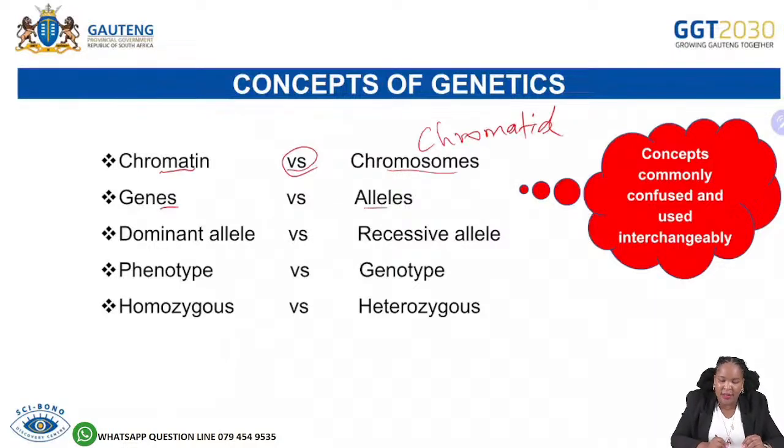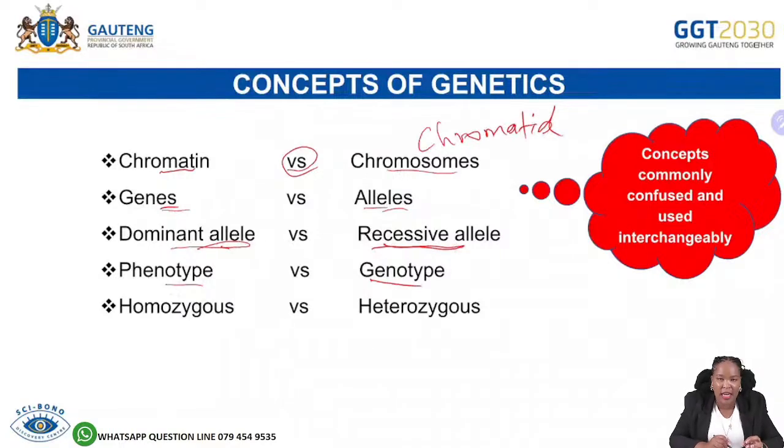Genes and alleles. Sometimes even when we are teaching, you want to say a gene, you want to say an allele. So you must be specific which one you are talking about. You can use them interchangeably when you actually mean the other. So we will look at what is actually a gene and what is an allele. Then a dominant allele and a recessive allele. You must be able to say which one is dominant, which one is recessive, and they are also sometimes used interchangeably.